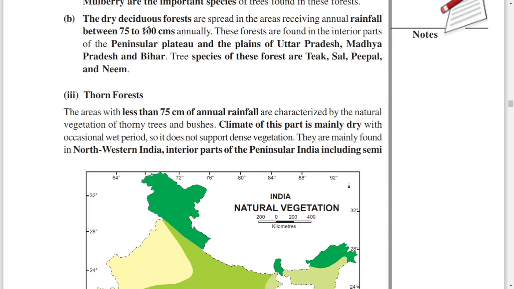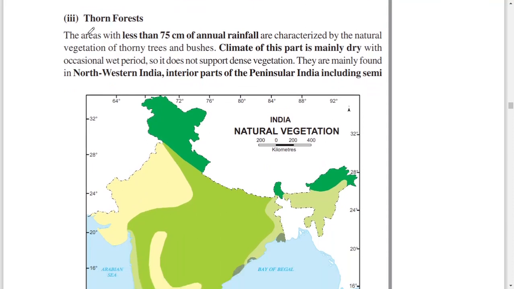Then we have the dry deciduous forests. 75 to 100 centimeters of rainfall occurs in dry deciduous forests. These forests are found in the interior part of the peninsular plateau and the plains of Uttar Pradesh, Madhya Pradesh, and Bihar. Tree species of these forests are teak, sal, peepal, and neem. Then we have thorn forests. These thorn forests are found mainly in those areas which get less than 75 centimeters of rainfall annually.